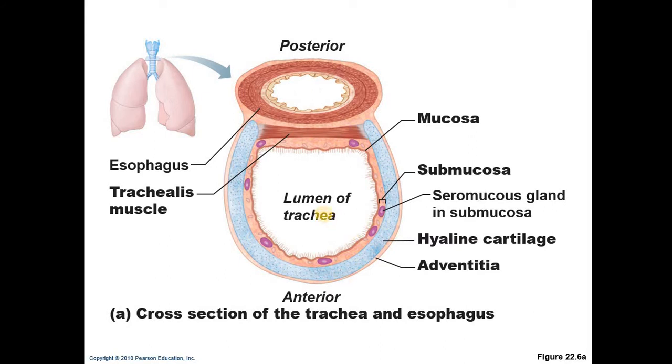So here's a picture showing that. You can see how this is the picture here. Look at it. If you zoom in and look at one of the rings, you can see that they open to the back. You can see the tissue layers making it up. The inner layer is the mucosa. The middle layer is the submucosa. And then you have the adventitia. That's a part of the hyaline cartilage here.